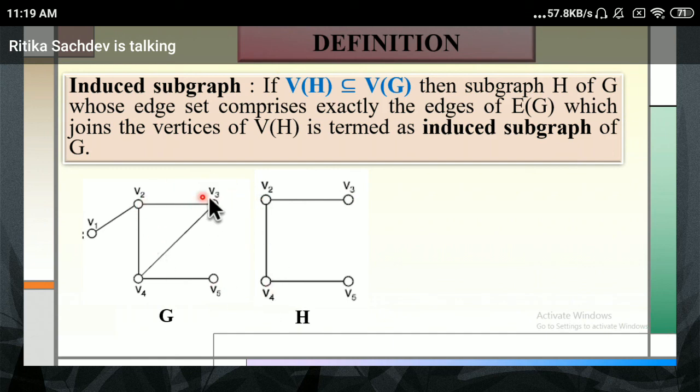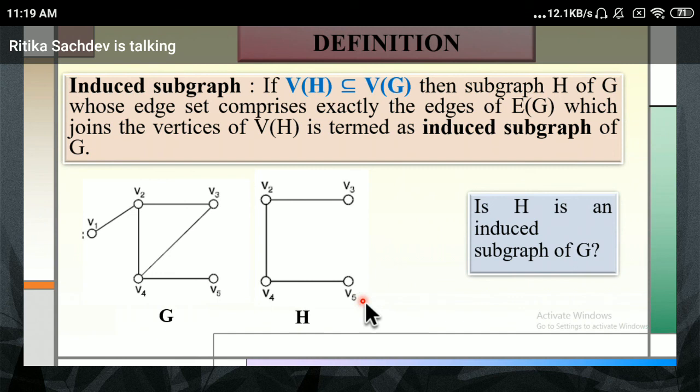V3 is connected to how many edges? V2 and V4. So we have joined V2. We don't have this particular edge, V3, V4. Similarly, V4 to V5. Is this called an induced subgraph? Now, in this case, will I call it an induced subgraph? I may not call it an induced subgraph.